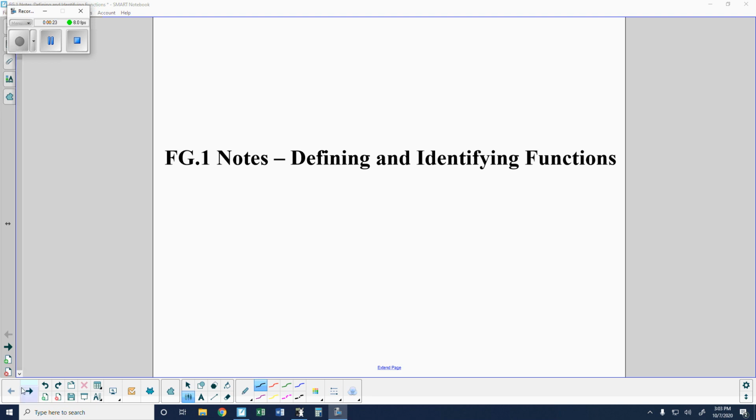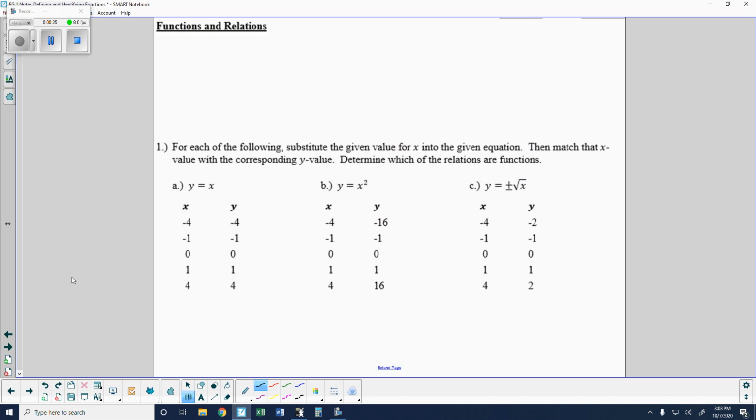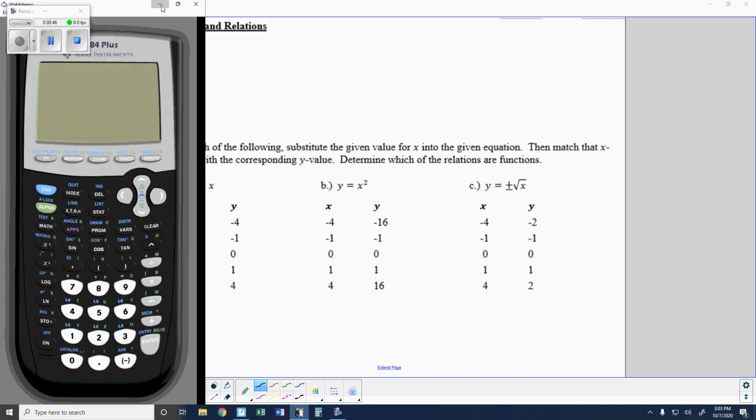In order to come up with a definition for functions, let's first take a look at problem number 1. In problem number 1, it says for each of the following, substitute the given value for x into the given equation. Then match that x value with the corresponding y value. Determine which of the functions are relations. So we're going to take all these values in the x column, substitute them in for x, and figure out which y it would be.